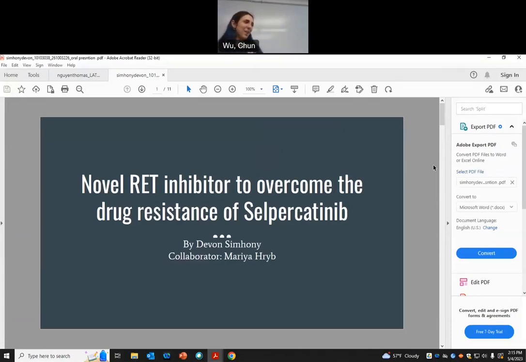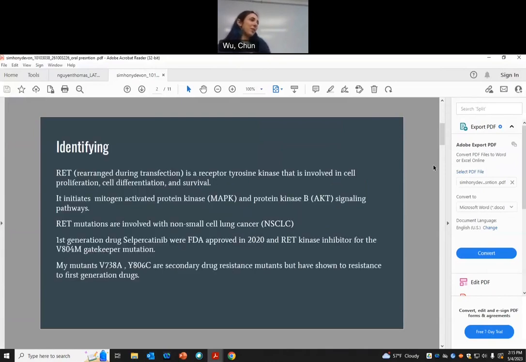So mine's on the novel RET inhibitor to overcome the drug resistance of Selpercatinib. First, identifying the RET: it is rearranged during transfection and is a receptor tyrosine kinase that is involved in cell proliferation, cell division, and survival, and initiates the mitogen-activated protein kinase MAPK and protein kinase B AKT signaling pathways. RET mutations are involved with non-small cell lung cancer, NSCLC.